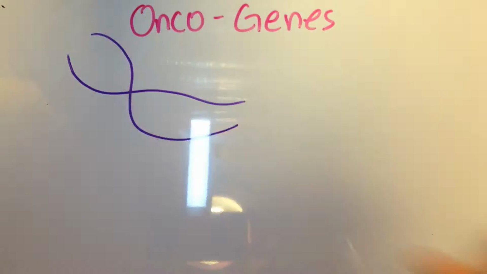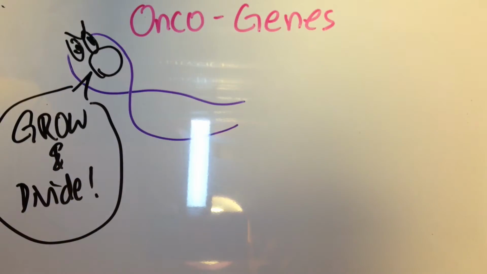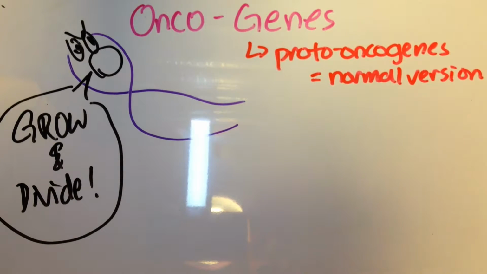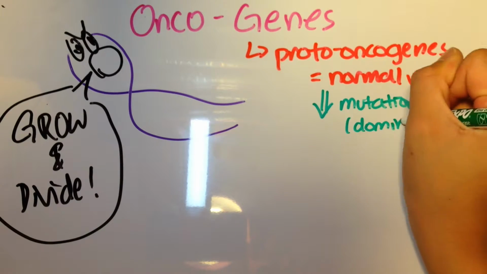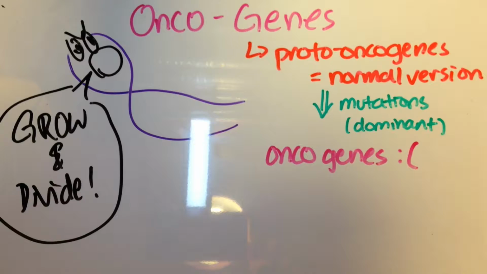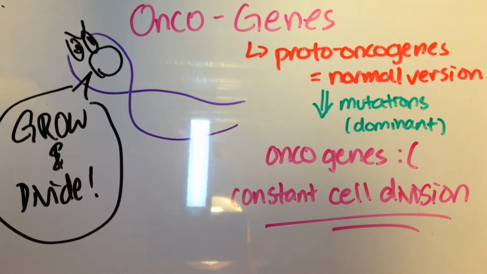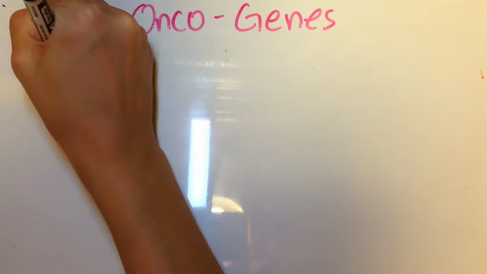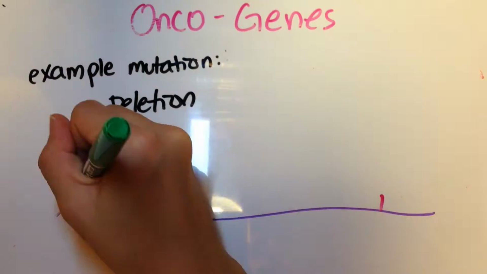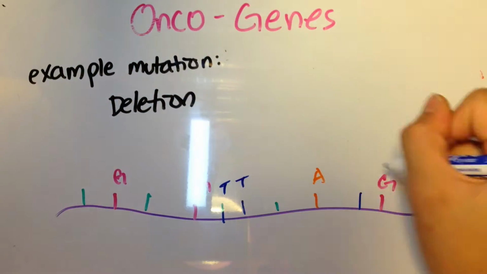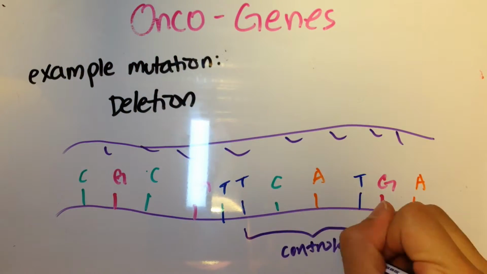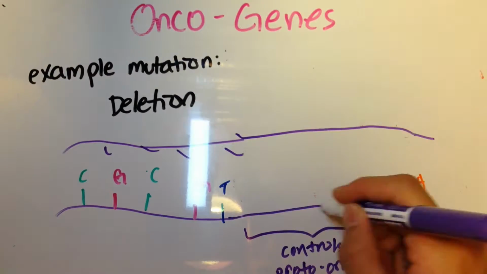Oncogenes are a family of mutated genes that encourage cell proliferation. Proto-oncogenes are the normal version of oncogenes, and a mutation in a proto-oncogene is usually dominant, which means only one allele needs to change, and eventually it leads to constant cell division. One example can be deletion. When we have a segment of DNA here, some of the genes would prevent proto-oncogenes from going too wild. If you delete them, proto-oncogenes will be uncontrolled.